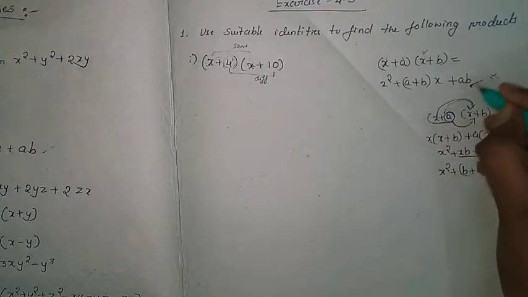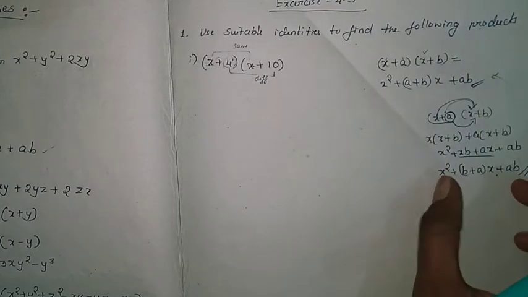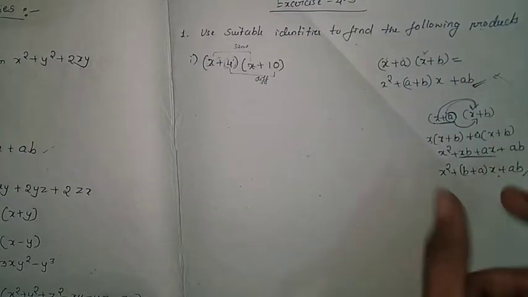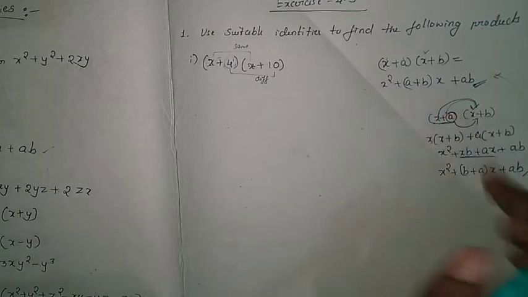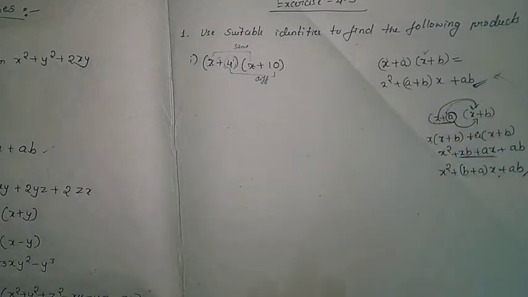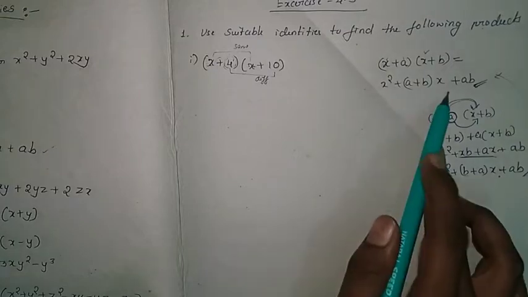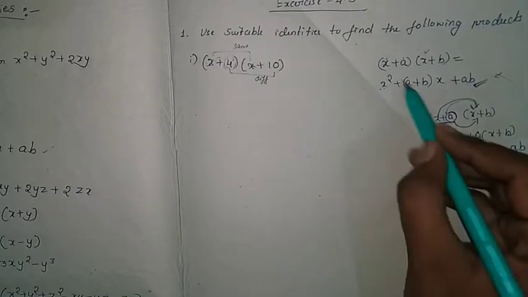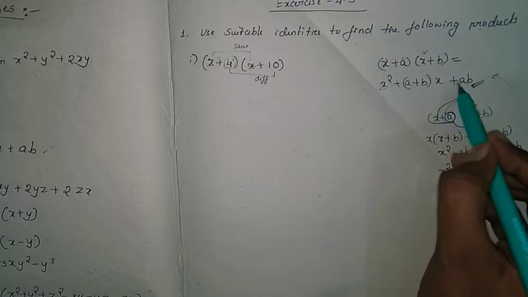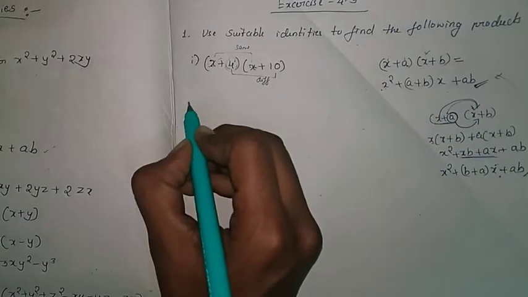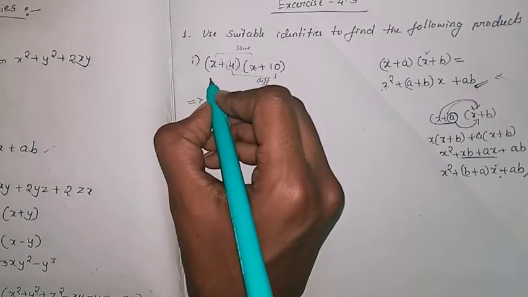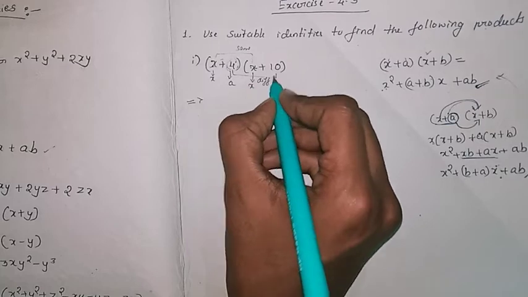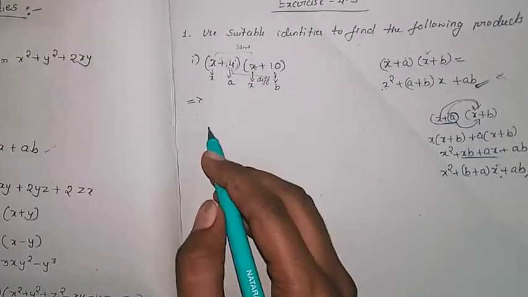Now no need to solve this one, it is just for your understanding how to write the formula for x plus a, x plus b. If it is not possible to remember, that time you can calculate and solve, then you can write the formula. If you can remember the formula, then no need of solving, you can write x square plus of a plus b into, in the bracket, multiplied by x, then plus of ab. So here that formula you have to apply. So this is the x term, this is the a term, this is the x term again, and this is the b term.